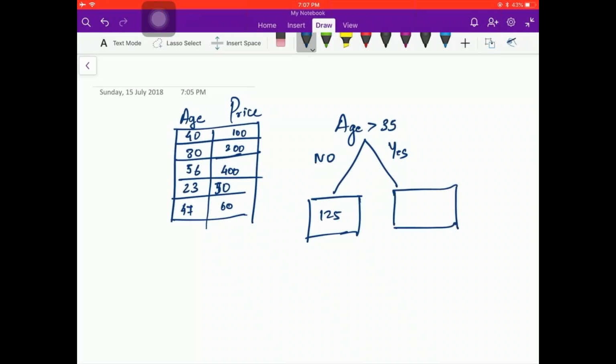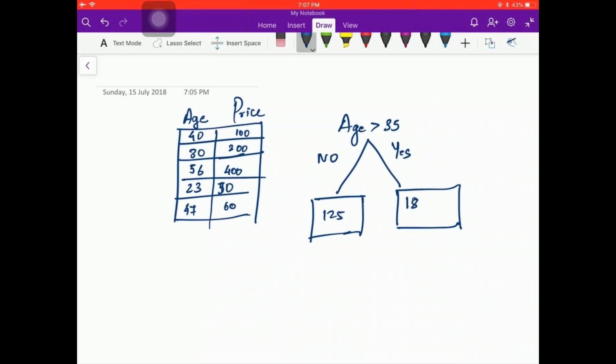And when it is greater than 35, then 100, 400, 500, plus 60, 560. That's it, right? 560 divided by 3, it's around, let's say, 183, right? So this is how you do a regression problem. So now if someone asks you what is the price at, let's say, age equal to 47, then you predict 183.